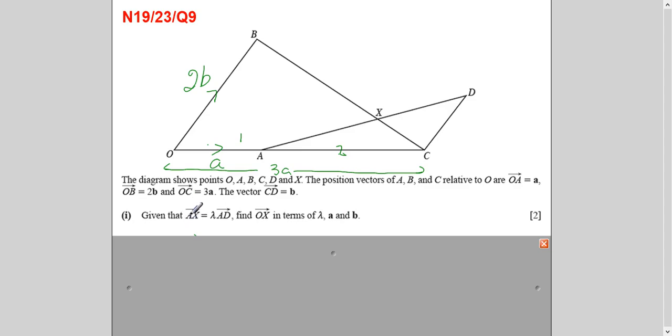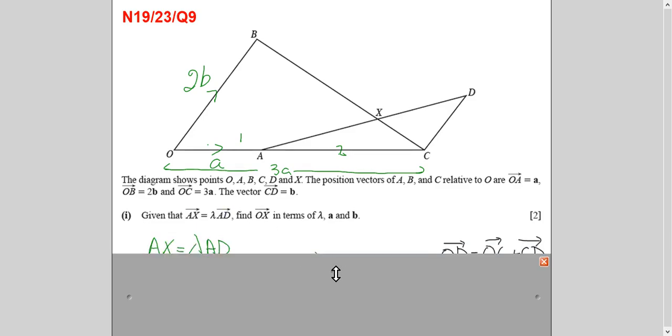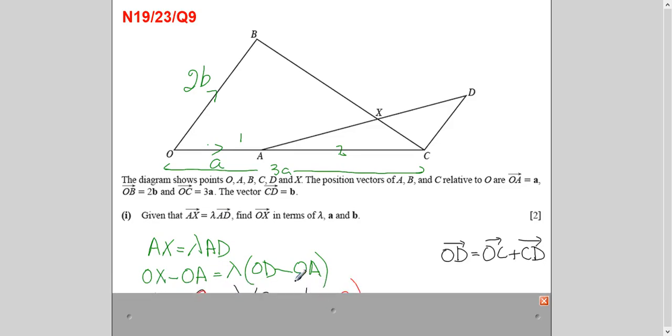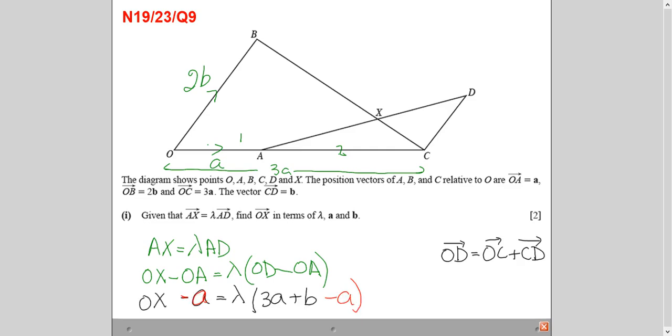So it's very obvious that I need to break this up into position vector. So it will be OX minus OA, second minus first. And this will be OD minus OA. So after breaking it up, you bring OA to this side because it is common, and then substitute the values, right?